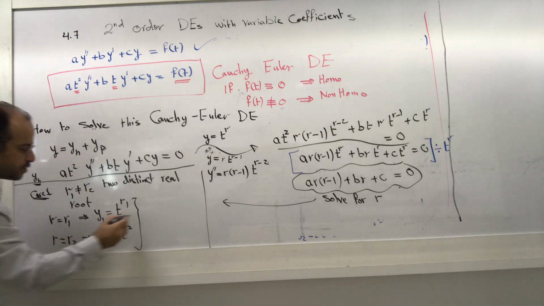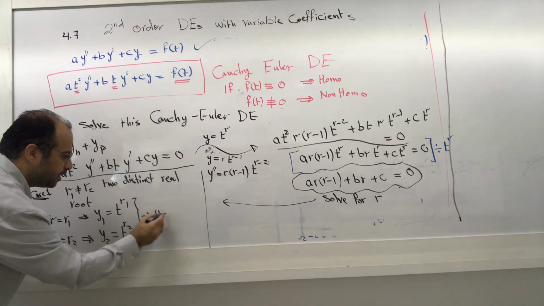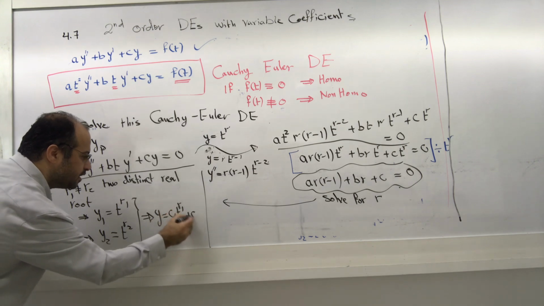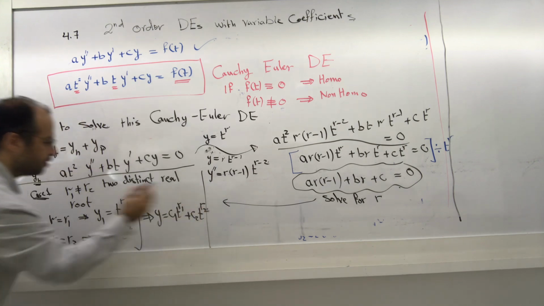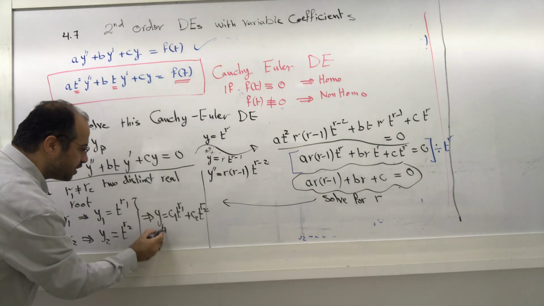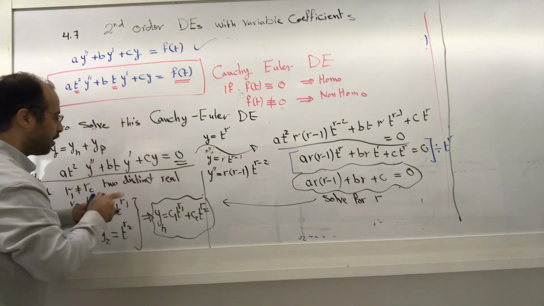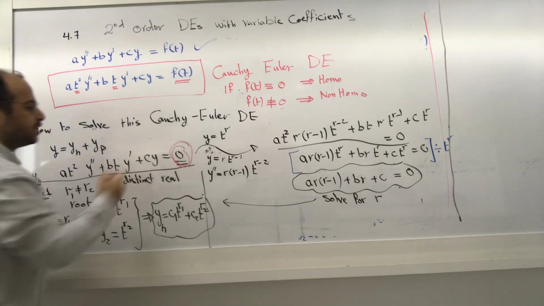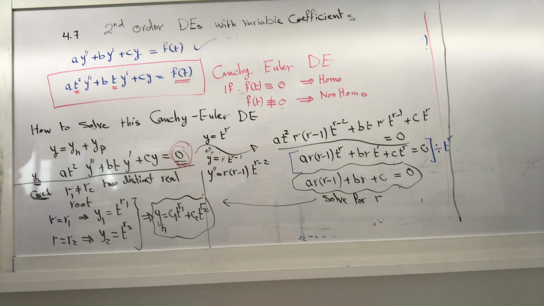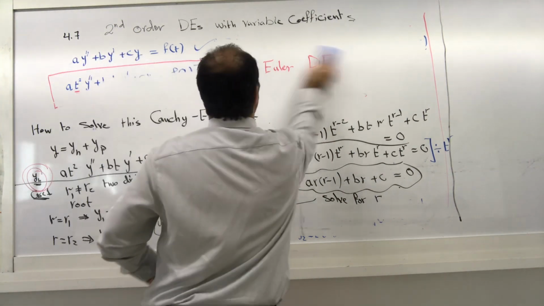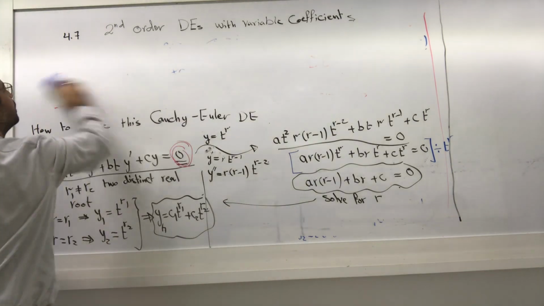You combine the 2 solutions, and then you get y = c1 t^r1 + c2 t^r2. Then this is my homogeneous solution, because I'm considering here the homogeneous part of the Cauchy-Euler equation. So we are looking for y homogeneous. Now let me go with case number 2.